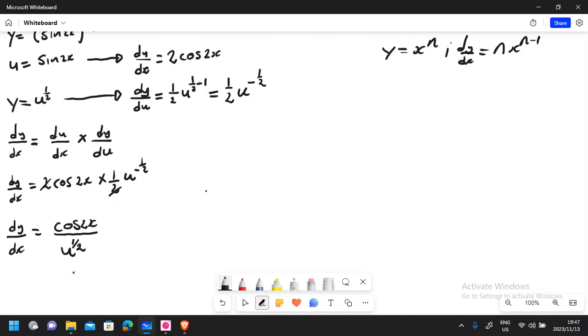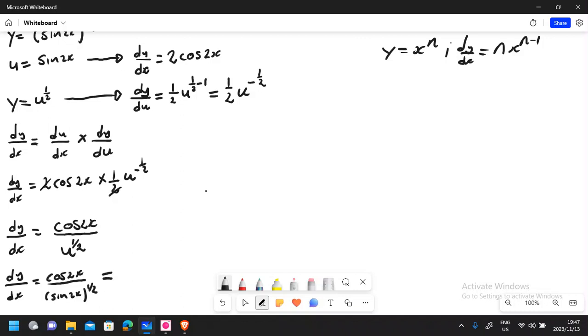But then, guys, we need to change this u. Remember, we cannot leave our answer in terms of u. If you still remember, at the beginning we said u is equal to what? U is equal to sine 2x. So on our numerator, obviously we have cos 2x over, and instead of writing u, now we have to substitute. What is our u? Remember, u is sine 2x, so you write sine 2x, but this u is to the power of half, so it's going to be half.